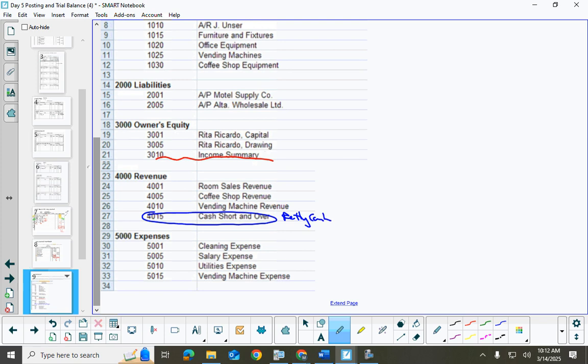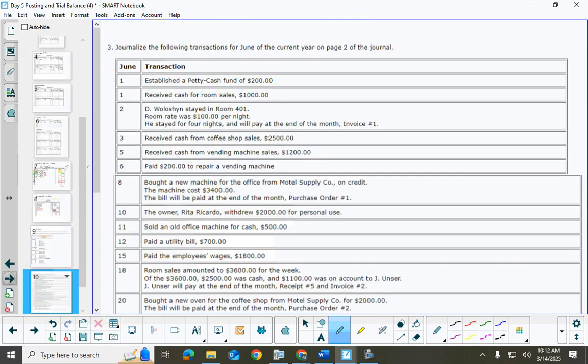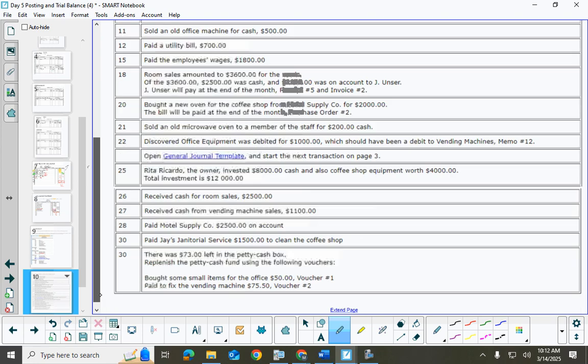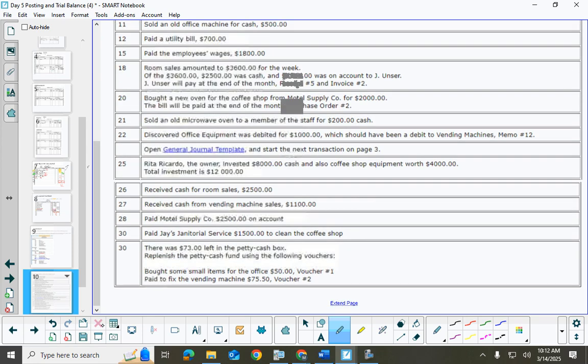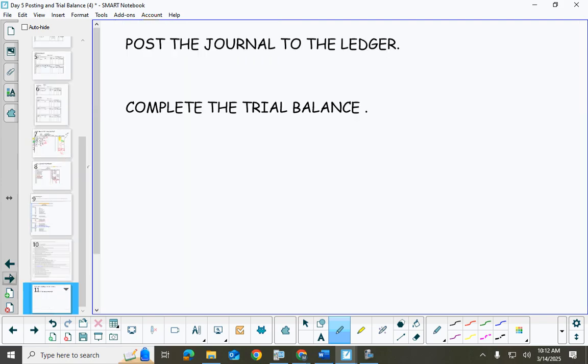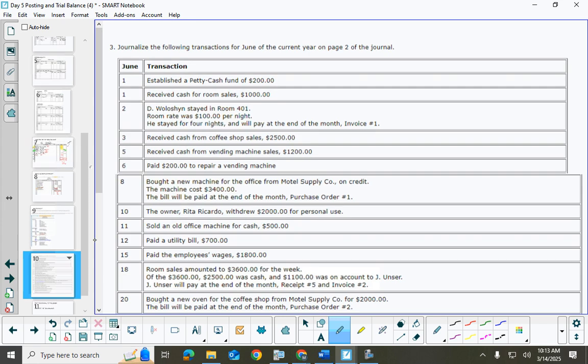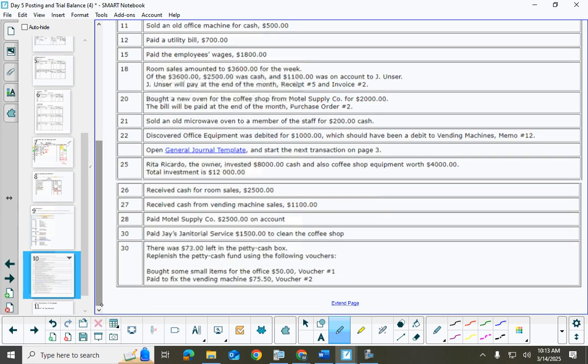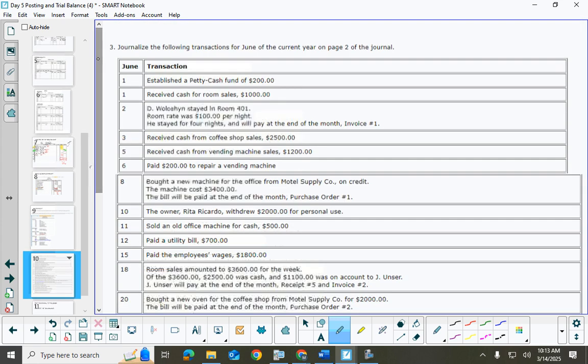And then you've got 4 different expenses. Okay, so those are your accounts. So what I've done is given you a whole bunch of transactions, an entire month's worth of transactions. So what you are going to do is take those transactions and put them into a general journal. So the first thing you're going to do is take all of these and do a general journal.